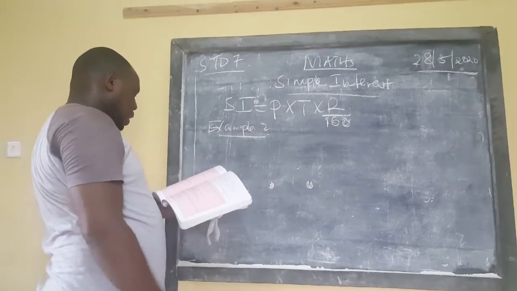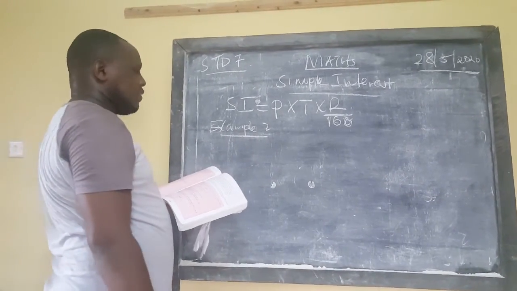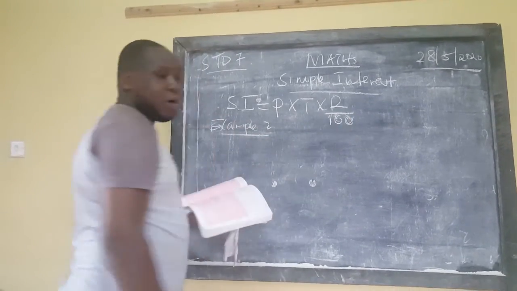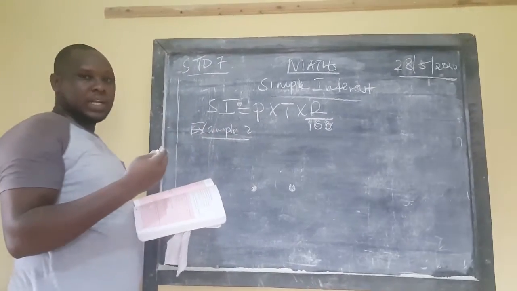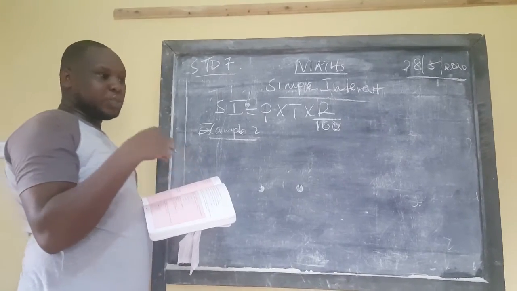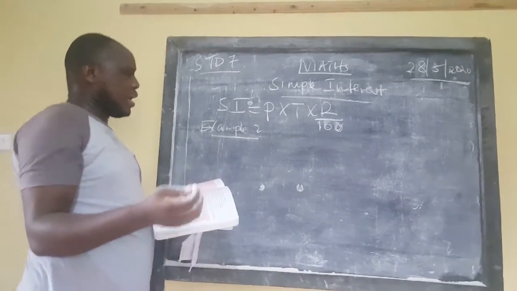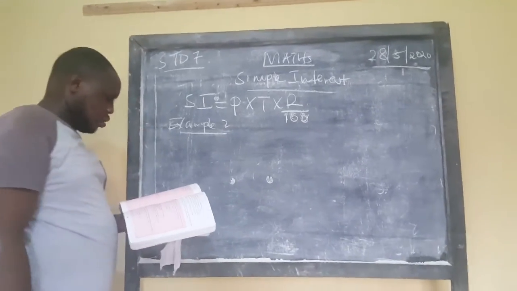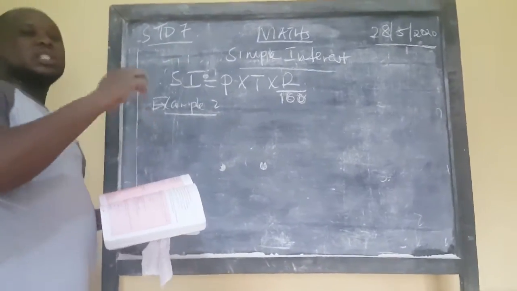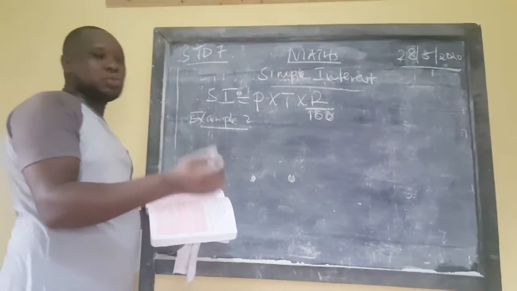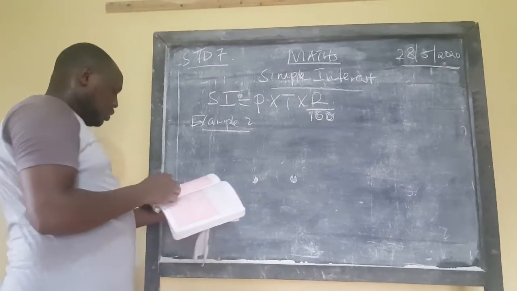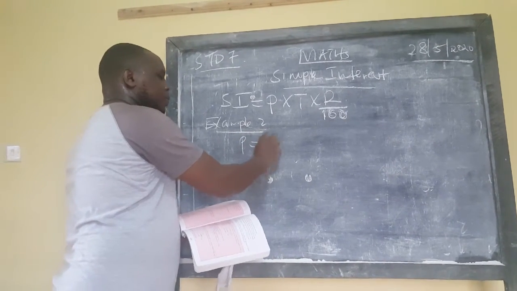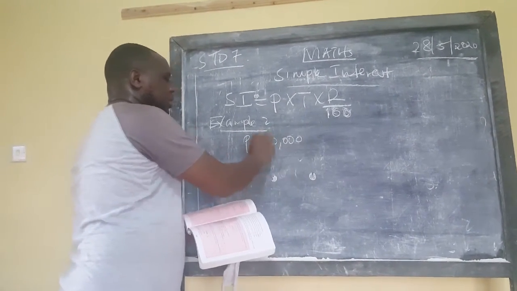Example 2. McKenna deposited 10,000 in a savings bank. In this case, this person is not borrowing. Remember, that person had borrowed, so he returned back. If you were to pay in the old year, you pay 3,000 plus 300. So that is what the bank required. But in this case, this person is saving. So he deposited 10,000. So 10,000 shillings is the principal.